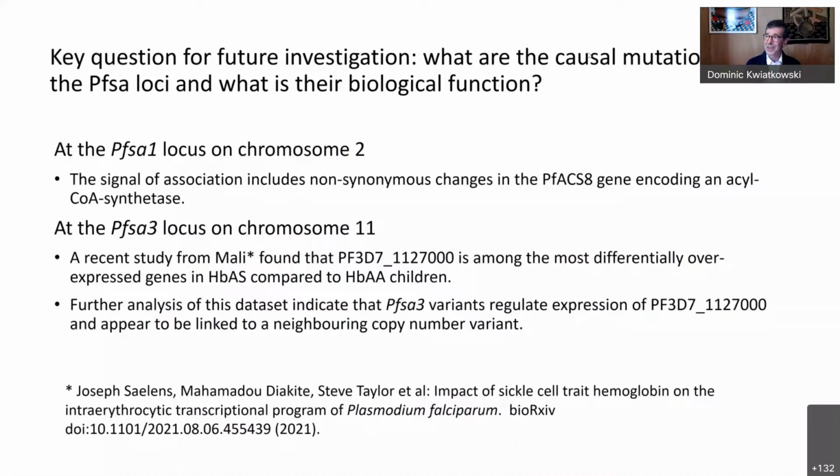In other words, if you're sickle and carrying parasite infection, and we do a transcriptome analysis, we find that genes at this locus are very overexpressed if you're carrying sickle. Further analysis of this data set in collaboration with Steve Taylor and colleagues has shown that the variants of this pfsa3 locus appear to regulate the expression of that gene and appear to be linked to a neighboring copy number variant. So all I've shown you is that we've got a number of clues that might help us do some molecular dissection of what's going on here. But at this point, we've got an extremely strong epidemiological association, which undoubtedly is telling us something. We don't know mechanistically how these loci are affecting the sickle protective effect.